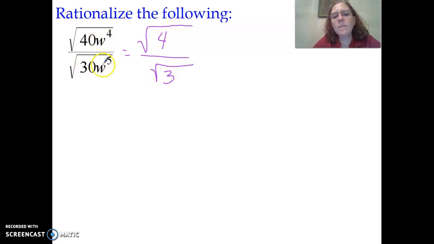All right, and then how about the W's? Do you guys remember what do we do with our exponents when we're dividing, right? That fraction bar just means dividing. What do we do with our exponents? We subtract. So 5 minus 4 is 1.